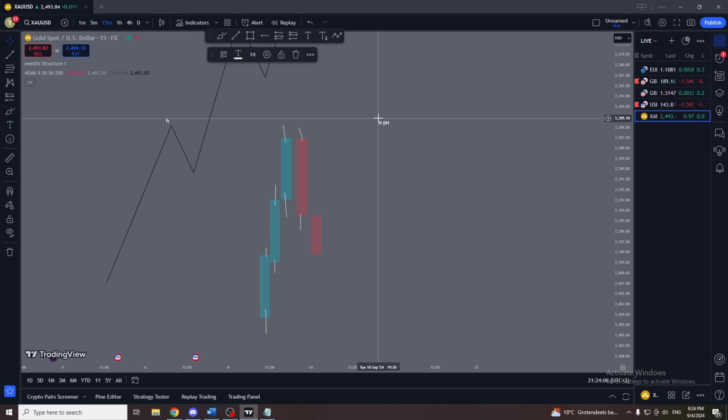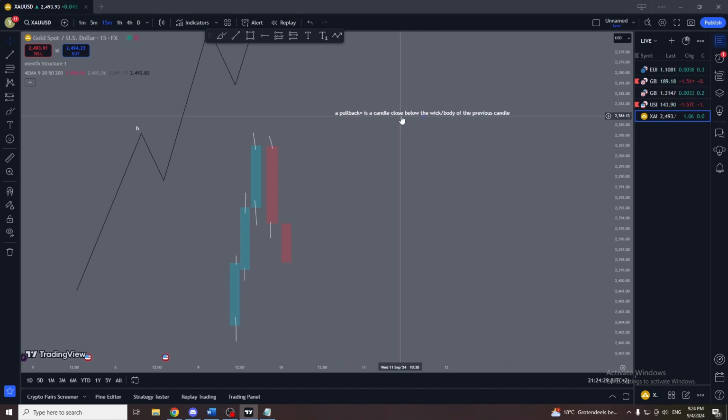a pullback is a candle close below. So we're talking in a bullish scenario. So below, if you're bearish, it would be above. Close below the wick or body of the previous candle. Okay, if you want to take notes, write this down. If you don't, it's really easy. If you just say this out loud 5 times, you'll never forget it.